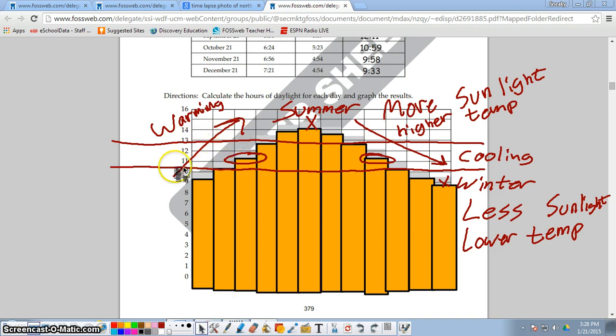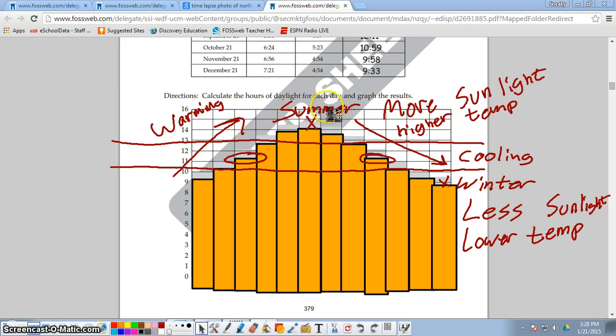We can see that as we get the hours of daylight increasing, we get warmer temperatures. More sunlight equals higher temperatures. As we start to then hit the second half of the year, we get cooling taking place as we get less hours of sunlight, and we are going to be getting lower temperatures.